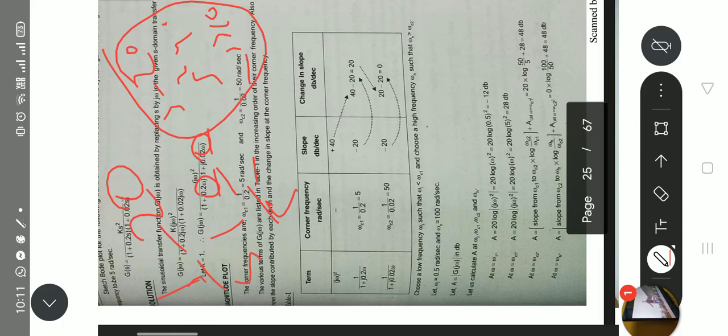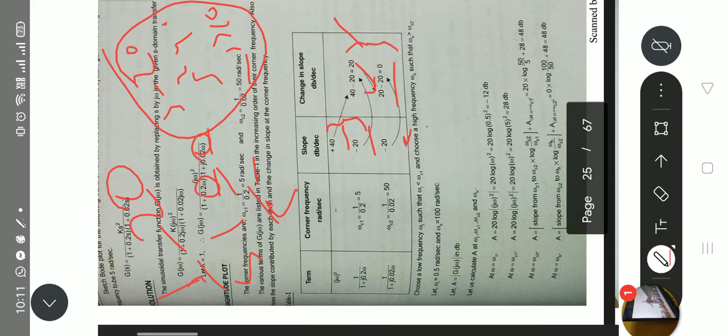So here s square, so I am taking 40 dB. Here 1 by s, so I am taking minus 20 dB. Change in slope means we add these two values: plus 40 minus 20 is 20. Then this value 20 plus the next value minus 20, so 20 minus 20 is 0. These are the change in slope values, 20 and 0.